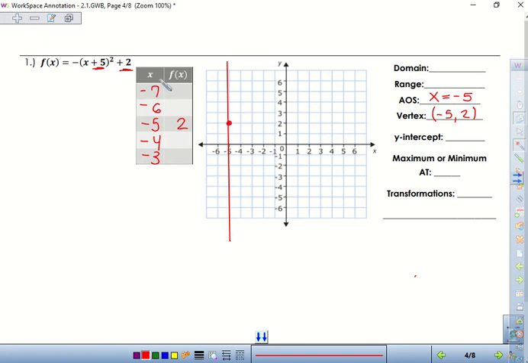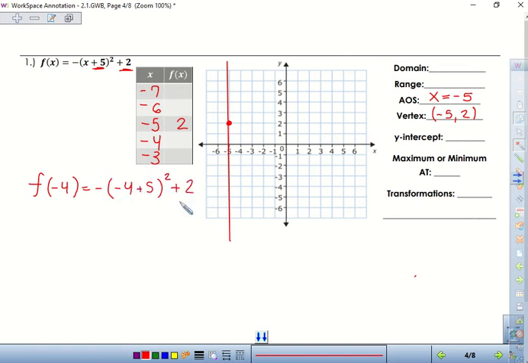So I try to pick the points that are going to give me positive numbers to work with, but either one is going to work. So I'm going to use the negative 4 and the negative 3, and I'm going to plug those values into the function. So I'm going to start with negative 4. I'm going to plug negative 4 into my equation.